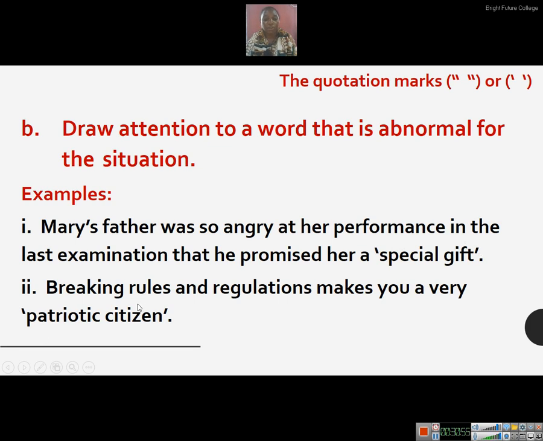So special gift is put in quotation, open and close. Another example is: breaking rules and regulation makes you a very "patriotic citizen." So when you break rules and regulation, it doesn't make you a good citizen or a patriotic citizen. So that is abnormal for that situation or for that statement. So patriotic citizen is written in quotes, open and close quotation marks. So quotation marks draw attention to a word that is abnormal for that situation.